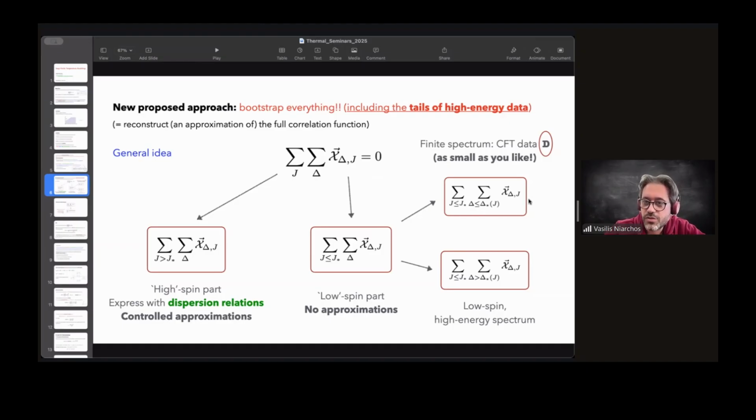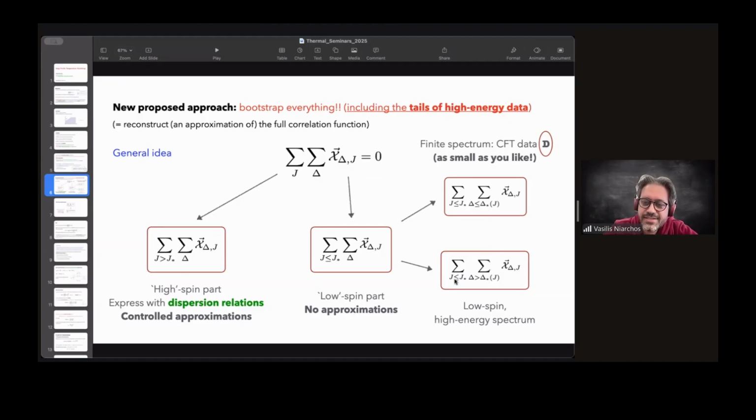Then this part here has J less or equal than J star, delta less or equal than J star, delta star J, and it's a finite number of terms. So it contains a finite number of unknown CFT data. I will call them D, because it's a discrete set of data that in principle I don't know and I want to find out. The data that appear in this term, I will also call exposed data, because they will appear explicitly in my equations.